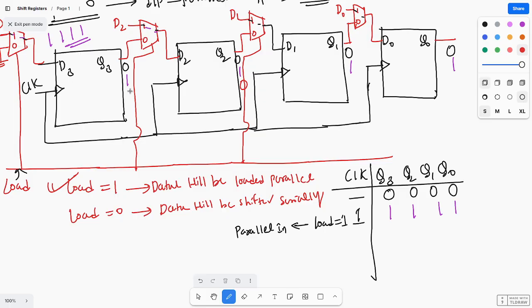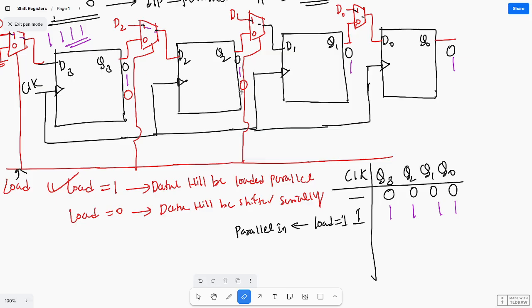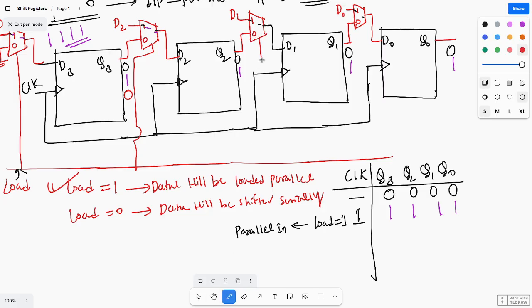Shifting operation means whatever the vacant position is there will be loaded with 0. And this one will be shifted, here you will get 1, and this one will be shifted, here you are getting 1, this one will be shifted, here you are getting 1. So at second clock pulse, whatever the vacant position is will be loaded with 0, and here you are getting 1 1 1.